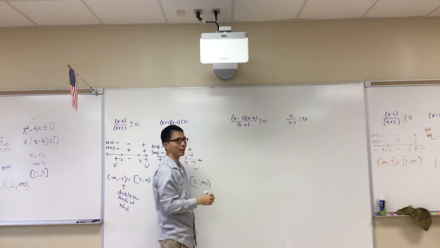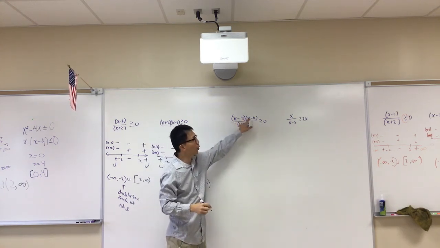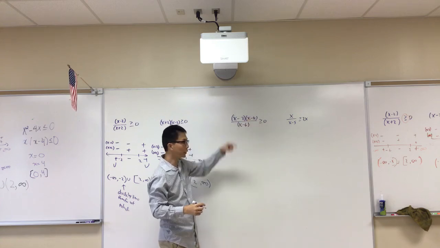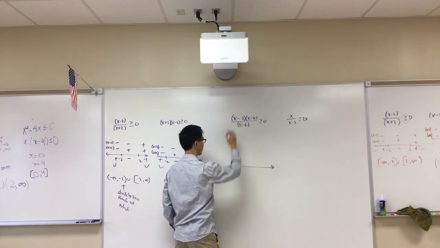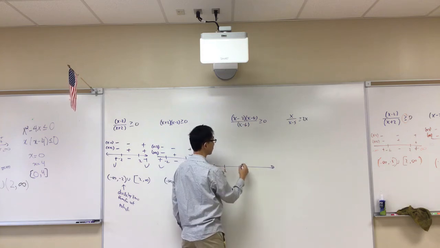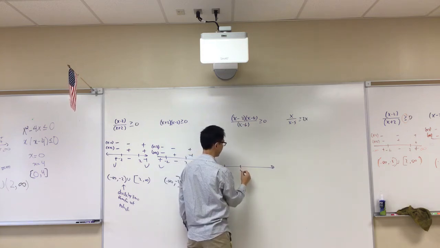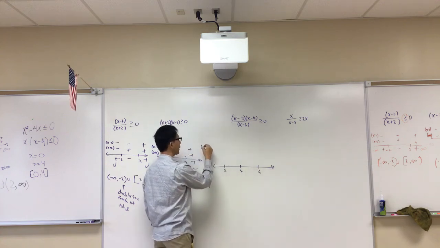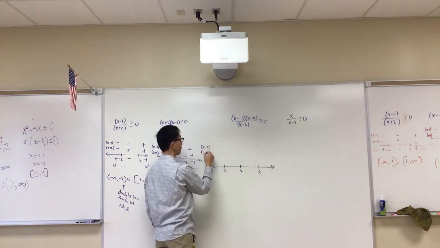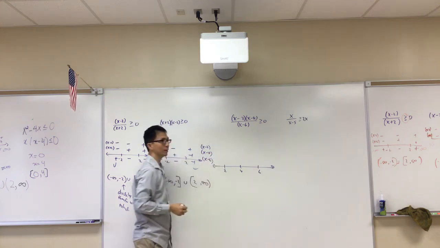Okay, so now let's look at this one. How many endpoints are there? Three. So how many regions are there? Four regions. And then there are three factors here. I write in order, and there's a reason I write in order.